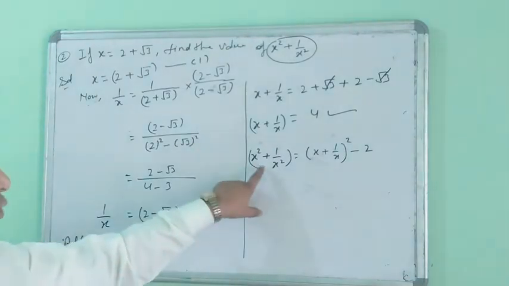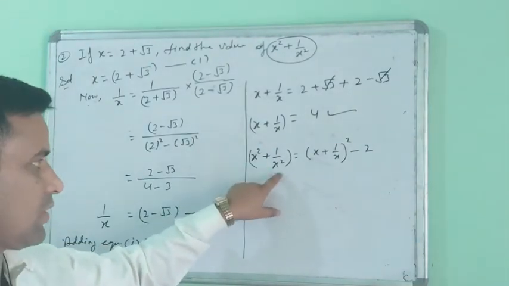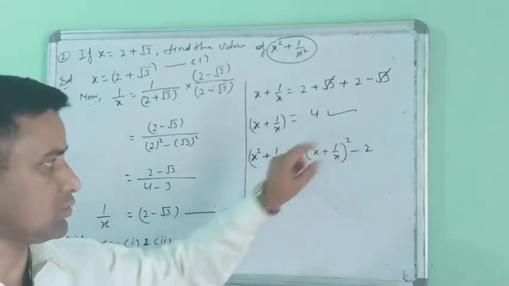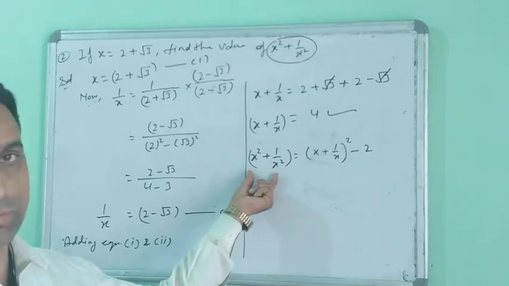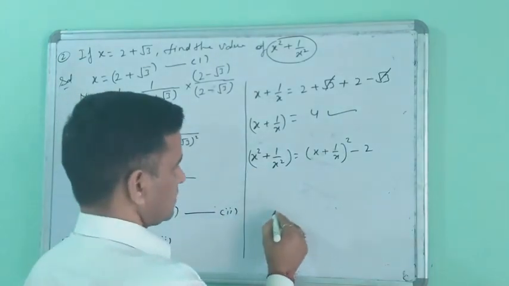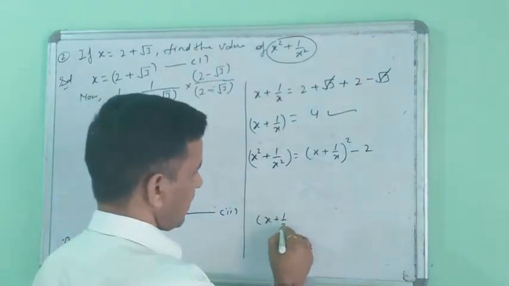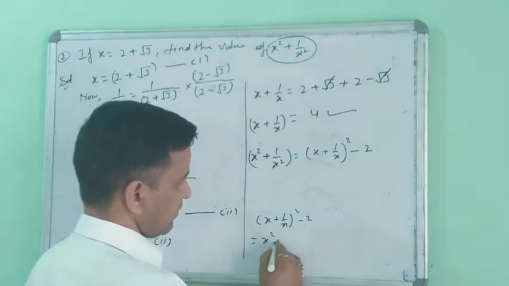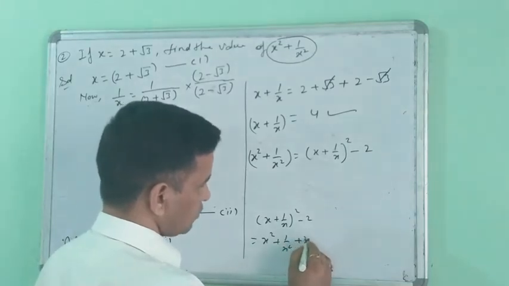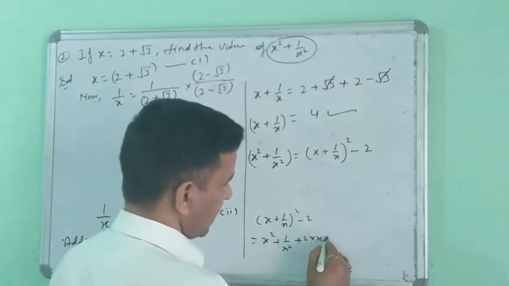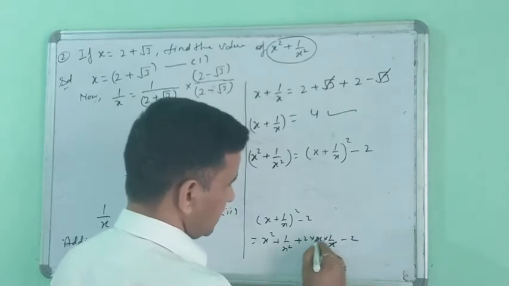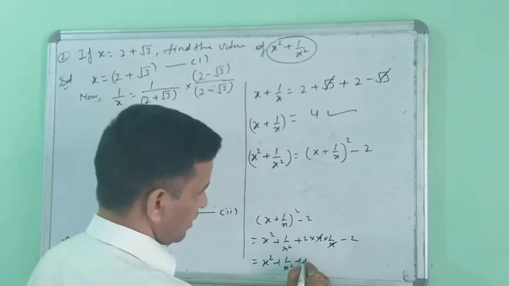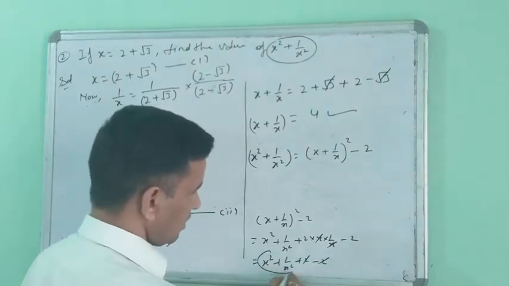Means how to find the value of x square plus 1 upon x square? Suppose you are squaring this portion, x plus 1 upon x whole square, and minus 2. So what result comes here? x square plus 1 upon x square plus 2 into x into 1 upon x, and minus 2. This x is cancelled here. What is the result left? x square plus 1 upon x square plus 2 minus 2, this will be cancelled, so only this part is left.